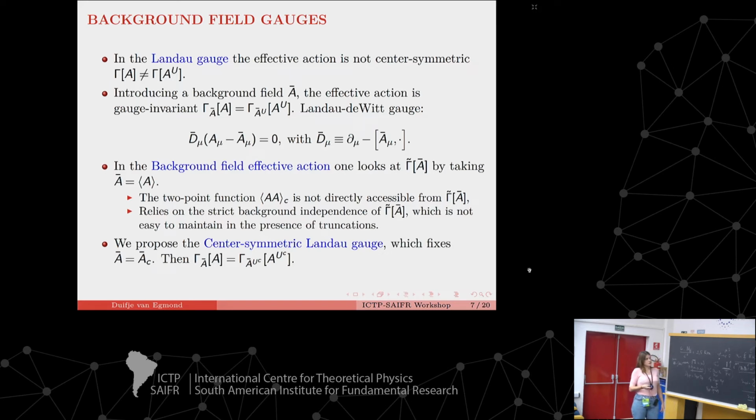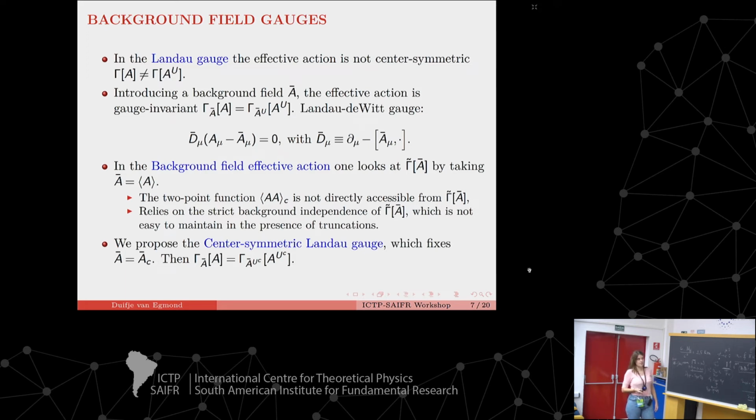Now, our proposal is a new one, which we call the center symmetric Landau gauge. What we do is we fix A bar to its center symmetric value. We do not recover the whole gauge symmetry that we recovered in the background field method. But we do recover the center symmetry, because this object is invariant under center symmetry. We can have this part of the gauge symmetry, which is the center symmetry, recovered.